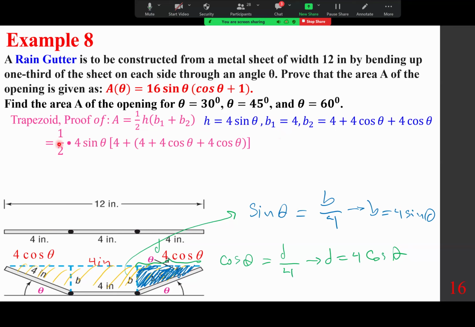So 1/2 and 4, that gives us 2 sine theta. This one is 4 and 4, 8, and this 2 is 8 cosine theta. So again, outside 1/2 times 4, 2 sine theta. Inside 4 and 4 is 8, 4 cosine, that gives us 8 cosine theta. And I hope you see that you can take the 8 out of this one.